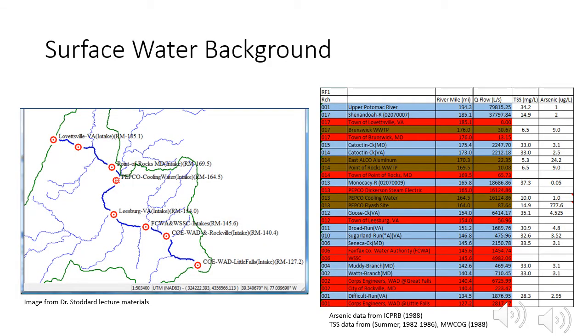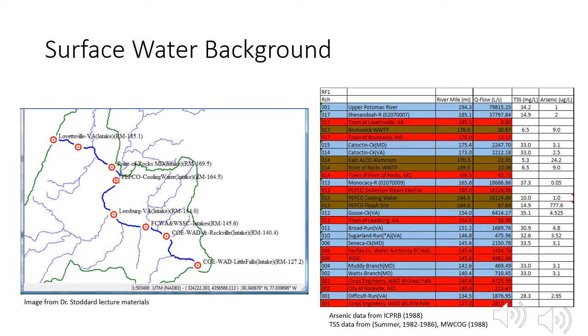So now we're on my surface water model. To the left is a picture from Dr. Stoddard's lecture materials that just displays the surface water modeling domain. And then to the right is a table of mine. The blue highlights indicate either the upper Potomac or the tributaries. The red indicate the intakes, which are the points of primary concern. And then the browns indicate wastewater treatment plants or PEPCO effluent.